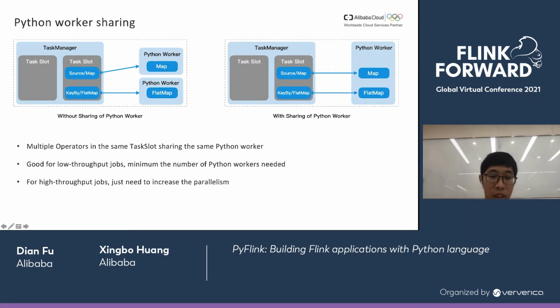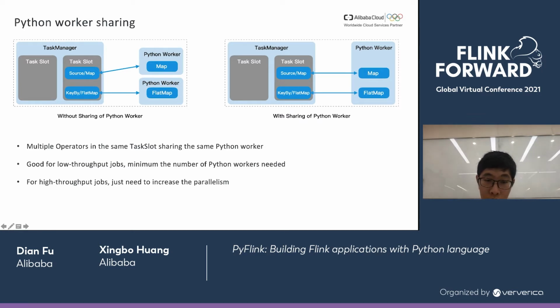For resource management, we will make multiple operators in the same task node share the same Python worker, as shown in the picture. In the left part of the picture, this job has 2 user-defined functions, a map function and a flat map function. This will create 2 Java operators and 2 Python workers. But after optimization, in the right part of the picture, these 2 Python workers can be merged into 1 Python worker.